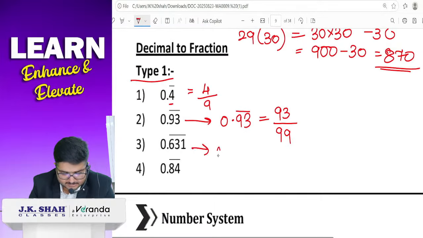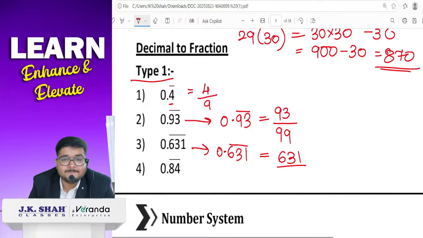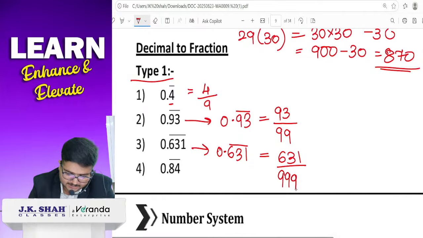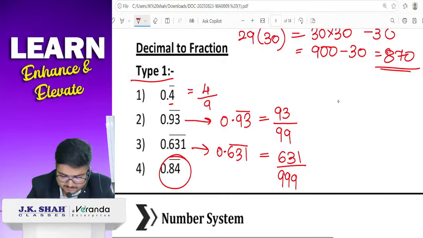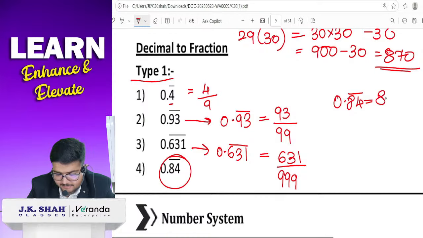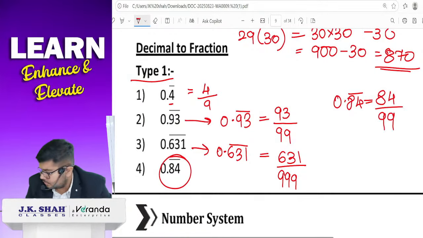How to solve this? 0.631 bar. Now write the number itself, and how many numbers are repeating? 3 numbers are repeating. Put 999, and let us do one more sum, 0.84 bar. So how many numbers are repeating? 2 numbers. Therefore we will apply 2 times 9. Simple.